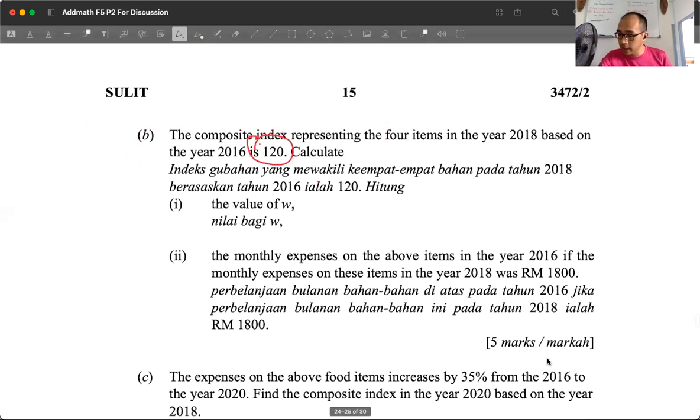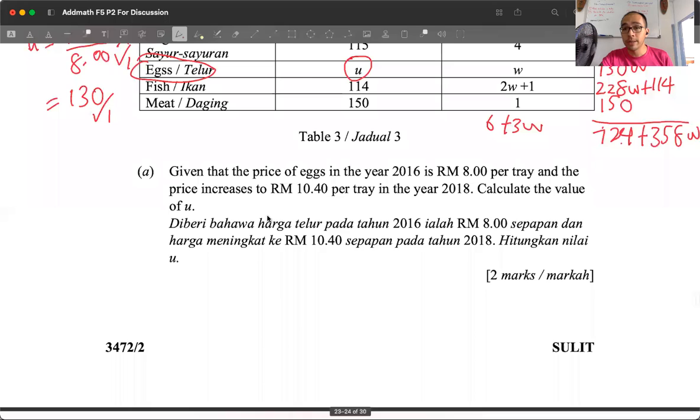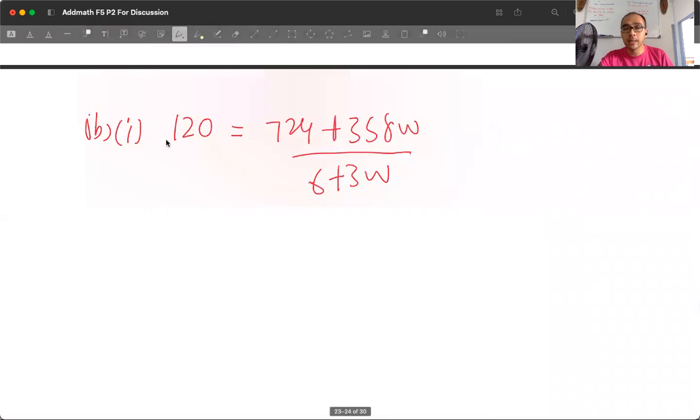Now, if you take a look, there's 5 marks altogether for this lah. Okay, but this value of W is 3 marks. Okay, this is a 3 mark question. So where do the 3 marks come from? Okay, the 3 marks come from this correct and this correct, 1 mark. Okay, when you equate to 120, 1 mark, and finally the answer is W equals 2, 1 mark.